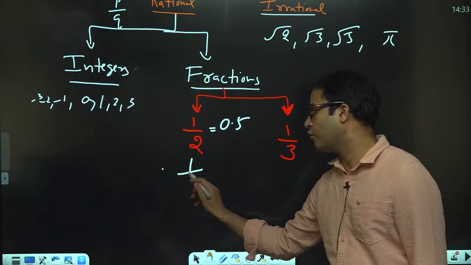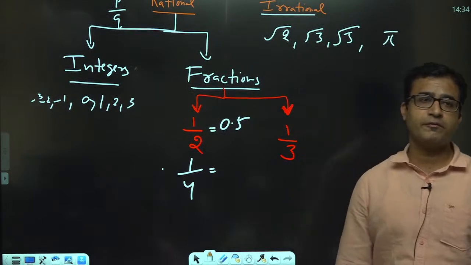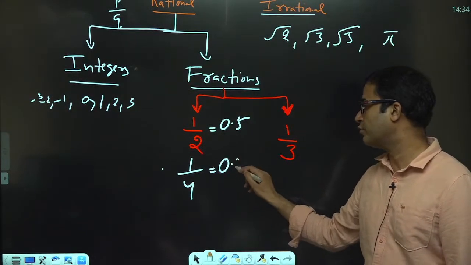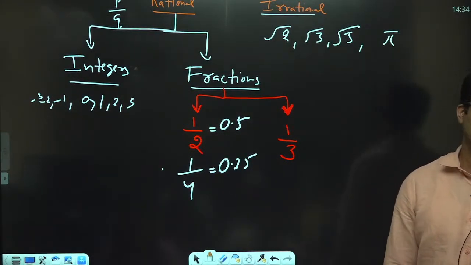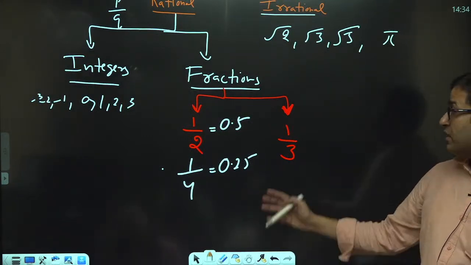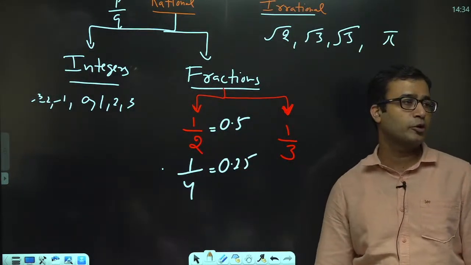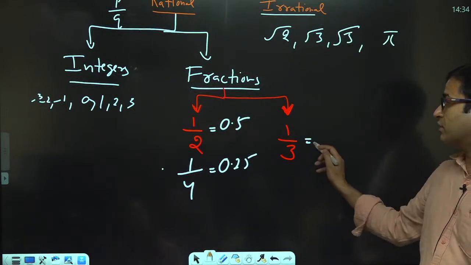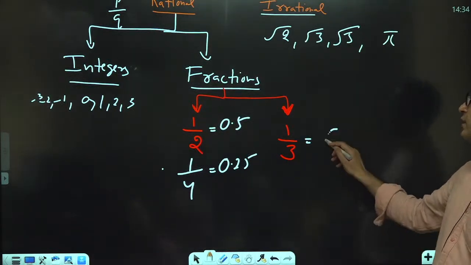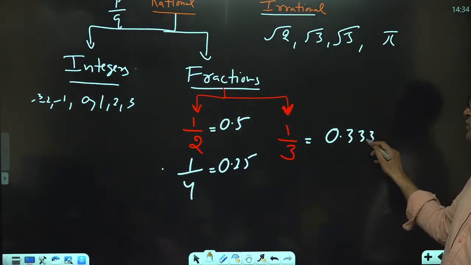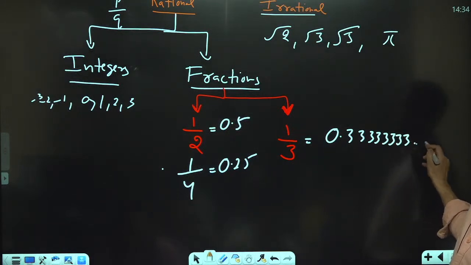Similarly, 1 by 4. If you convert 1 by 4 in decimal, what do you get? 0.25. But 1 by 3 is different as compared to 1 by 2. Why? Because when we convert 1 by 3 in decimal, it will be 0.333333 and so on.